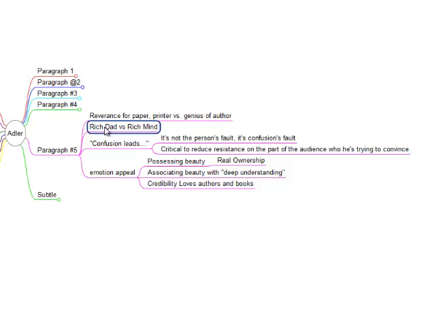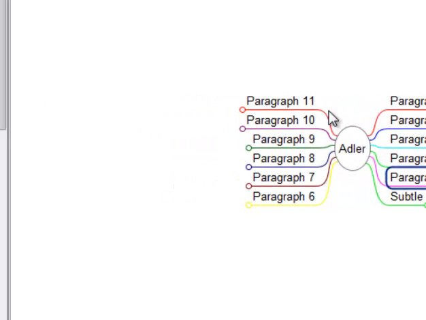He contrasts that with reverence for the genius of the author. Of course, now which one will you choose? All right, so he's working it here. I want you to know he's working it. All right, now let's go to paragraph 6.